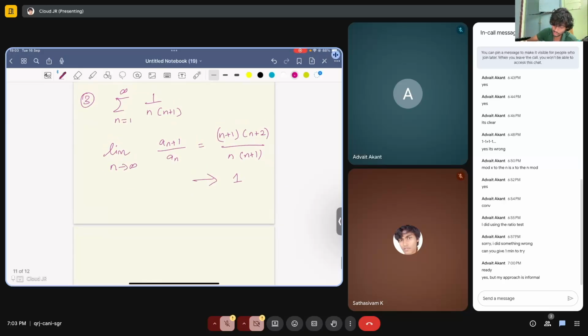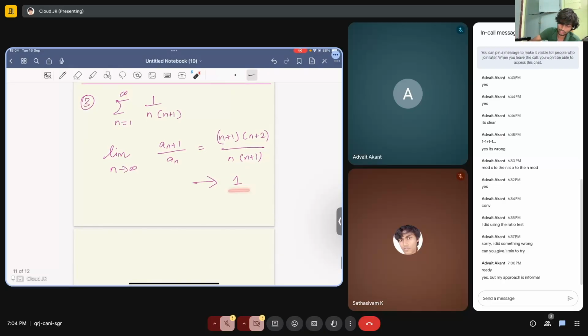So here you cannot use the ratio test, and similarly you can apply the root test also, it goes to 1. So the ratio test and root test do not work here. But let's see what happens to the convergence of this series.